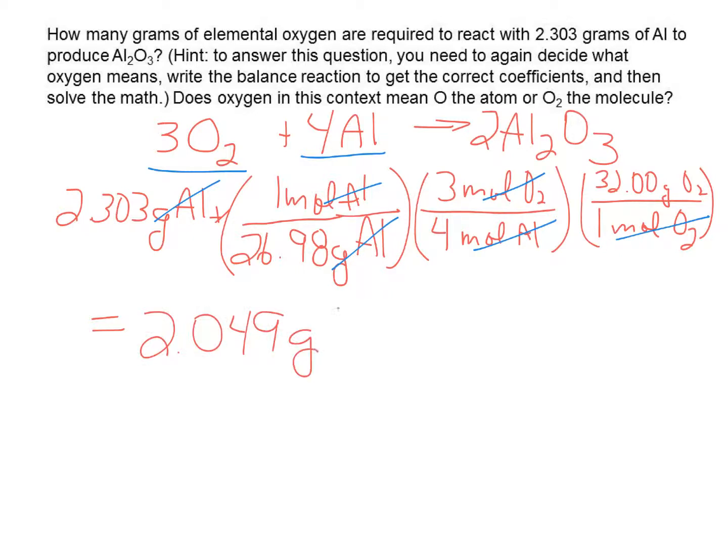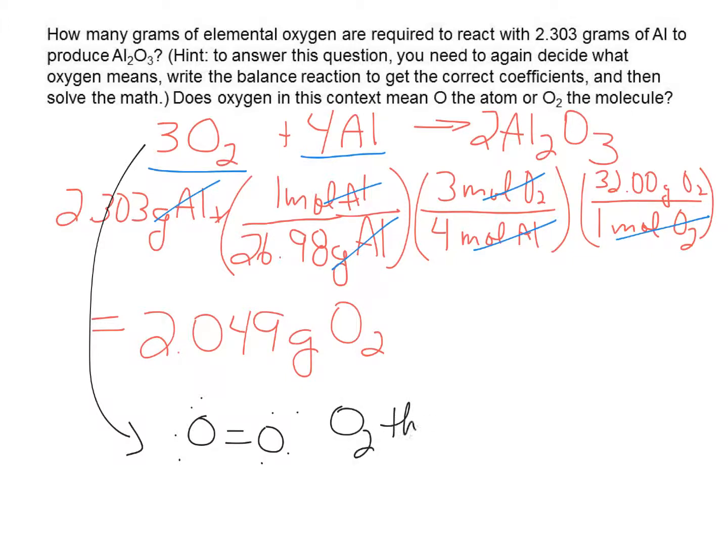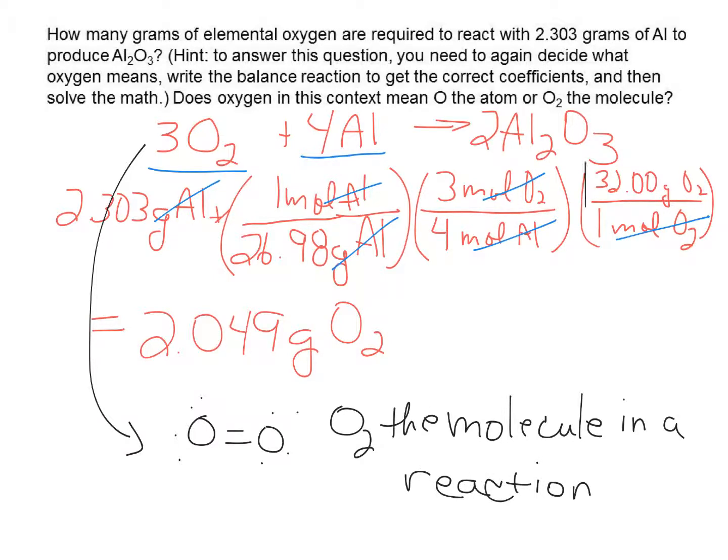2.049 grams of O2. Now, since we are dealing with elemental oxygen in this reaction, we're having oxygen react, which is oxygen bound to another oxygen. So we are dealing with O2, the molecule, in a reaction, and that is why we use this ratio here, 32 grams of O2 over 1 mole of O2.